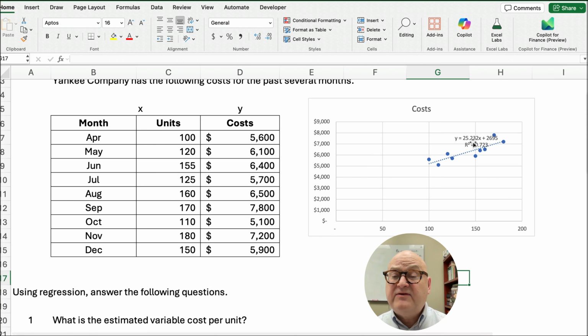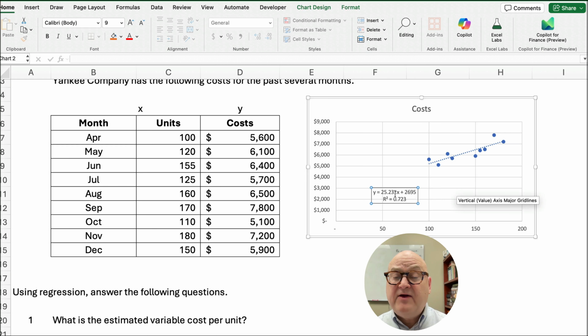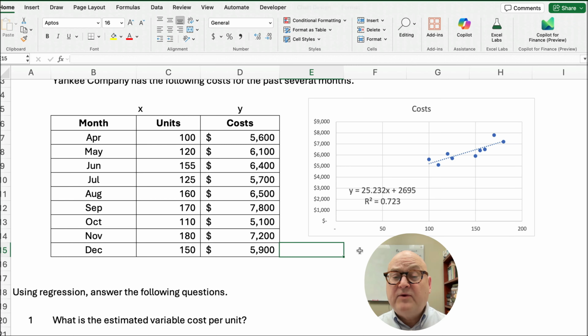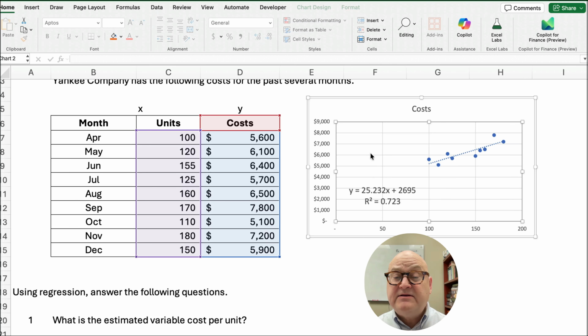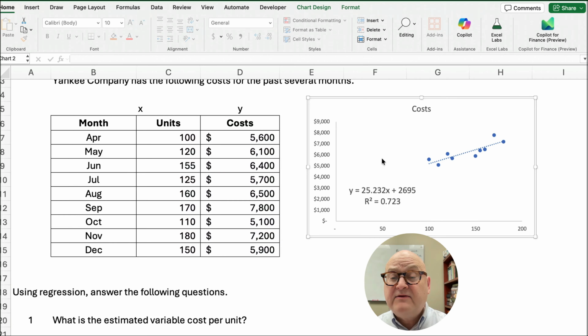So I can move this down and make it a little bit bigger so we can see it on the video. Okay, so we already have the cost equation. Now watch how this works. I can get rid of some of these lines. And so what we have is all the units on the bottom axis, and the costs are on the left axis. So the X axis and the Y axis. Y is the vertical, X is the horizontal.